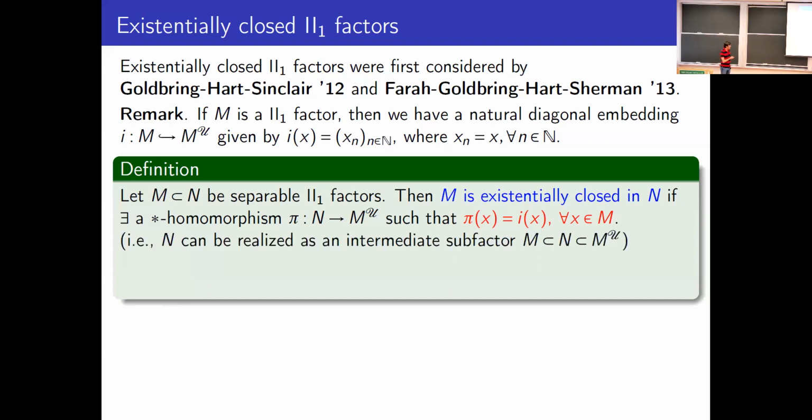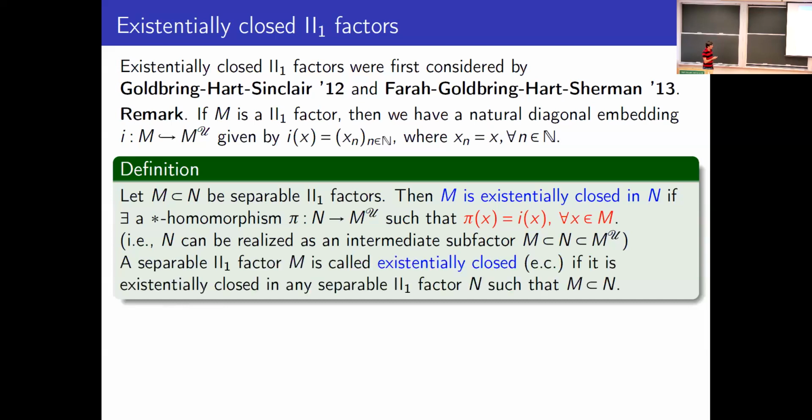So in other words, any separable II1 factor that contains M can already be realized as an intermediate subfactor between M and its ultrapower. And a separable II1 factor is called simply existentially closed, abbreviated as EC, if it is existentially closed in any separable II1 factor that contains it. So in other words, you're existentially closed if any separable extension is already realized as an intermediate subfactor between M and M^U.